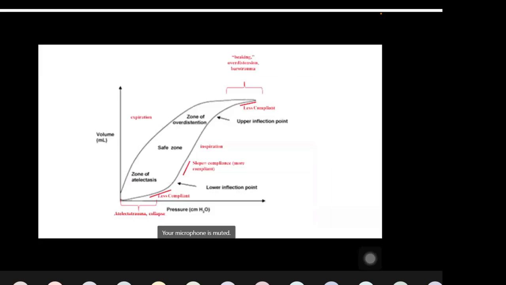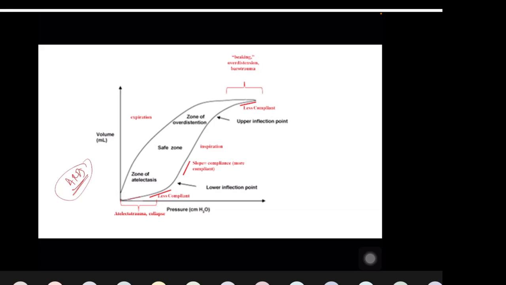This is an important diagram that is very essential to understand the concept of compliance. Once the inspiration begins, especially in a patient who is having ARDS, the majority of the alveoli are non-recruited. Non-recruited means already collapsed alveoli, because surface tension is high and the alveoli are collapsed. We are increasing the pressure, but as the pressure increases, the change in volume is very low because the patient has very low compliance. We already know that compliance is change in volume by change in pressure. So to create some degree of change in volume, very high pressure is required.